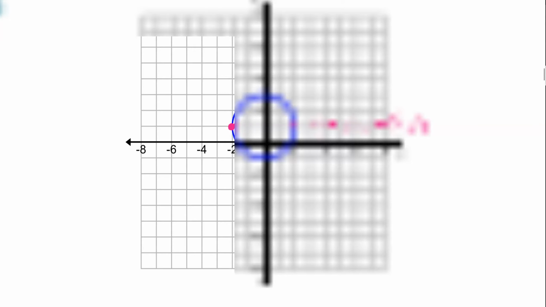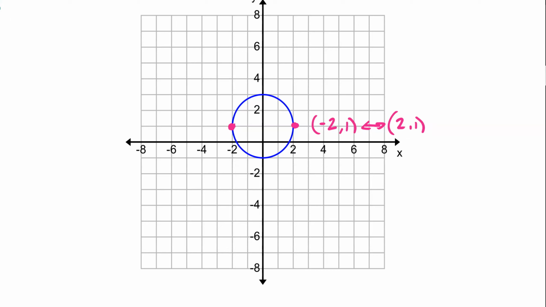Okay, so D, check it. My y values are the same, but x is changing. So if y stays the same and it's just x changing, that means it's symmetric with the y-axis. Y-axis symmetry.